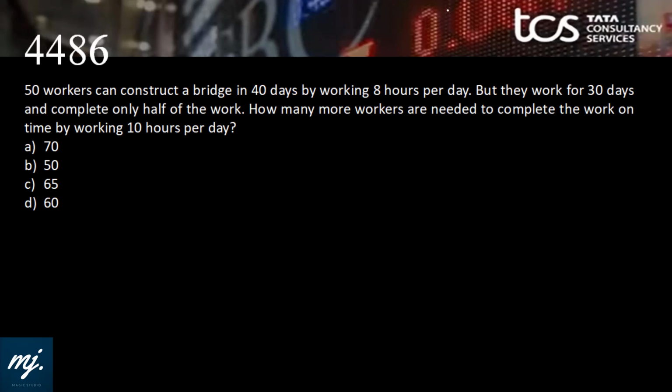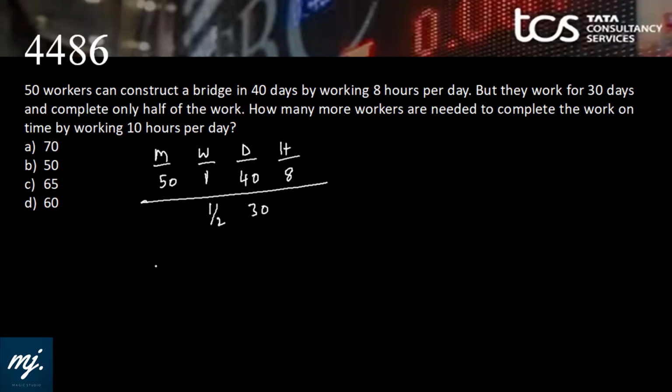Okay, the next one on the screen. 50 workers can construct a bridge, the work is, suppose, one bridge, in 40 days by working 8 hours per day. This is the contract. But they work for 30 days and complete only half of the work.